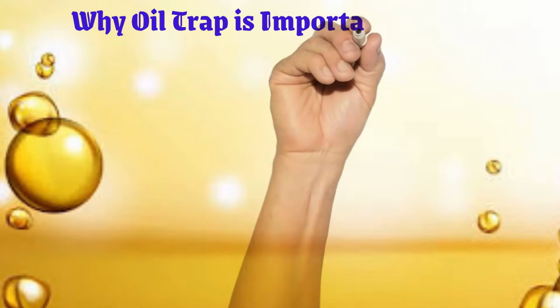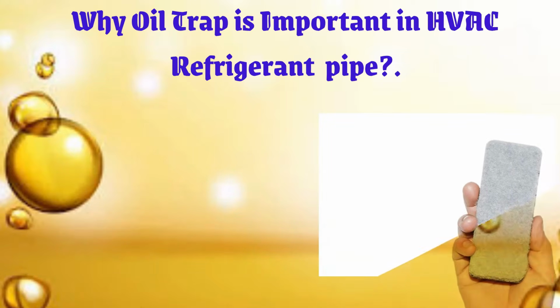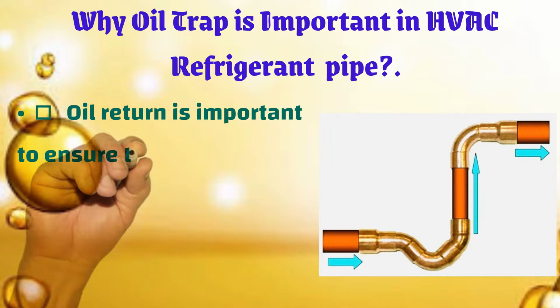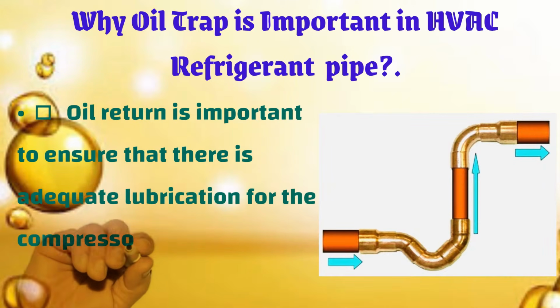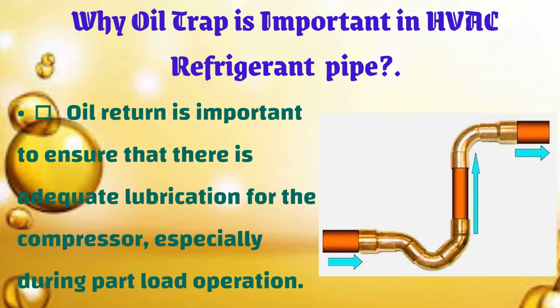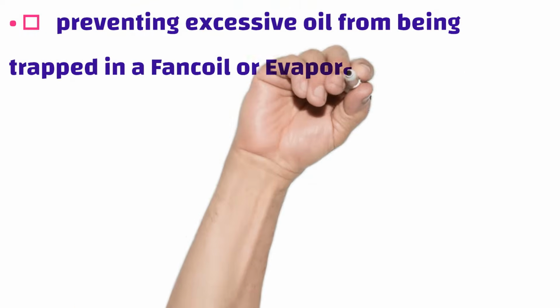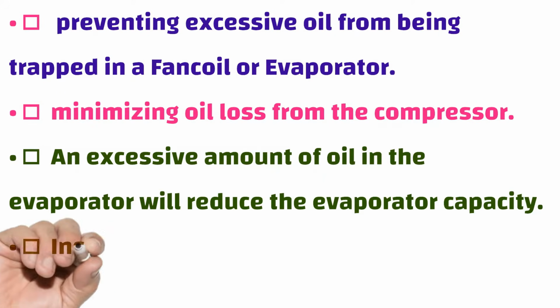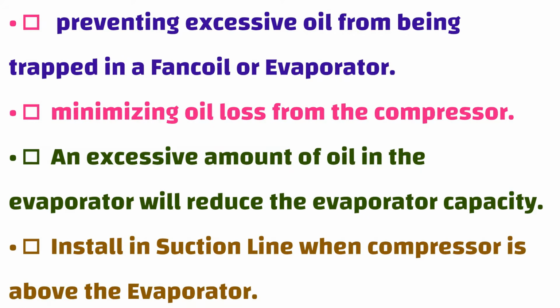Why oil trap is important in HVAC refrigerant pipe? Oil return is important to ensure that there is adequate lubrication for the compressor, especially during part load operation. Preventing excessive oil from being trapped in a fan coil or evaporator unit. Minimizing oil loss from the compressor. An excessive amount of oil in the evaporator will reduce the evaporator capacity.